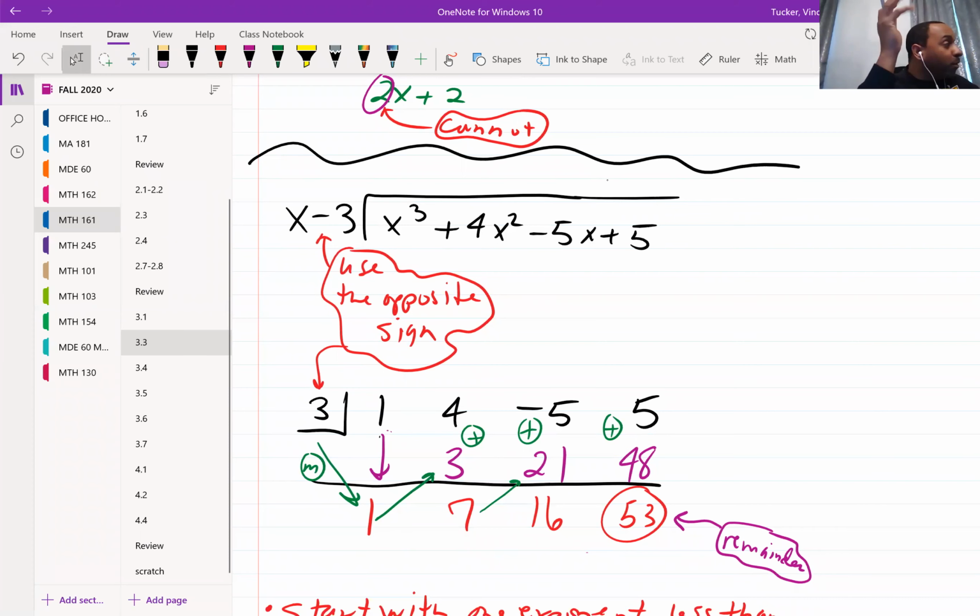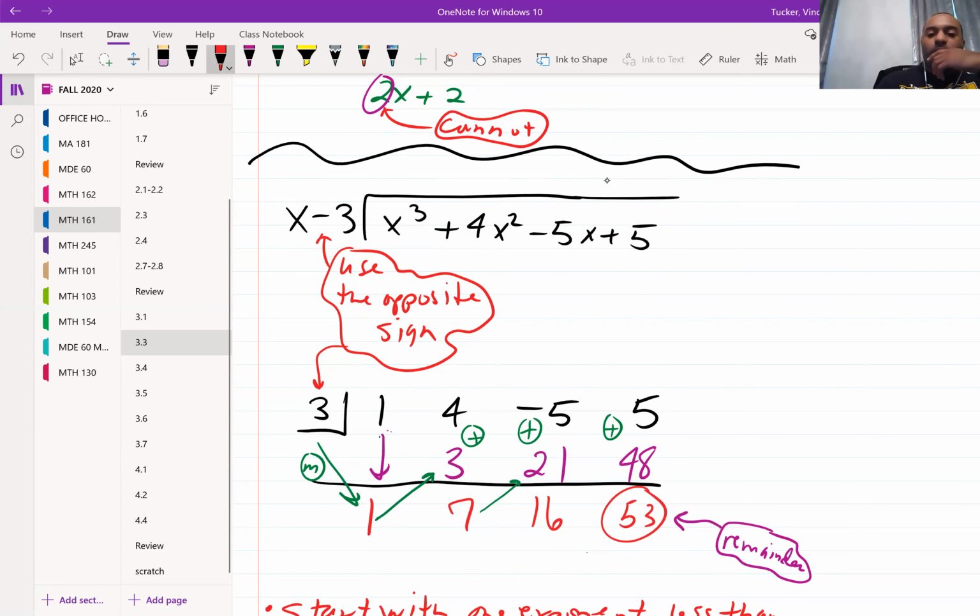All right, so remember the first thing you do is bring down the first number. Then you multiply the number in the box to that first number. Then add the numbers, we'll bring it up here and add those numbers together. 4 plus 3 is 7. Repeat the process of multiplication. 3 times 7 is 21. Add those numbers, get 16. 3 times 16 is 48. Add those numbers to get 53 as your remainder.